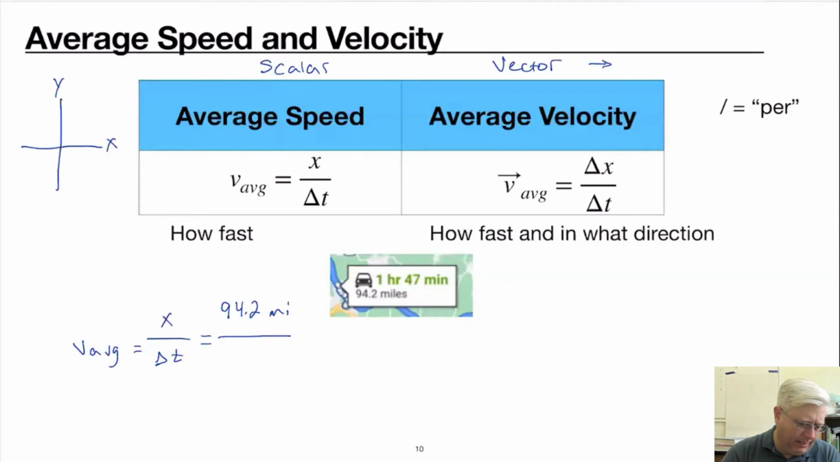So it's about 0.78 of an hour, and I'll add the 1 hour, so about 1.78 hours is what it takes, according to this, when I took the image of this. Obviously it changes with time because of traffic. So we'll divide the 94.2 miles by 1.78 hours, and I get about 53 miles per hour.